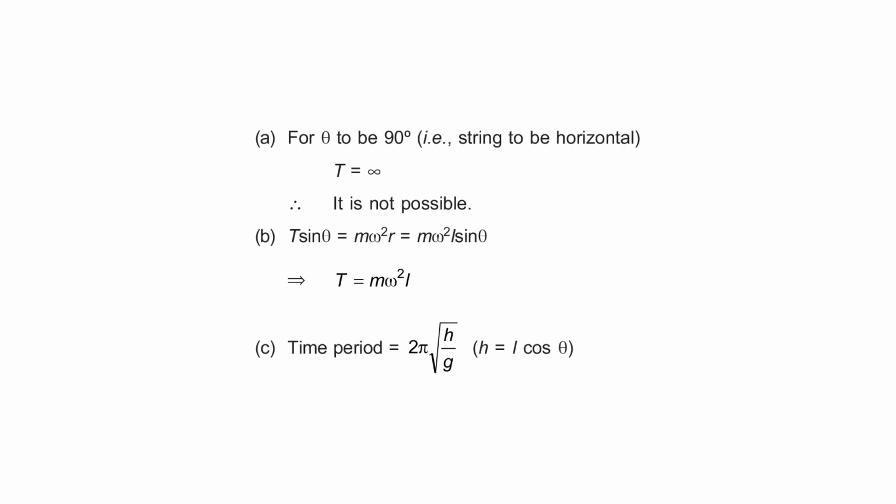A. For theta to be 90 degrees, that is, if the string has to be horizontal, T is equal to infinity. Therefore, it is not possible. B. T sin theta is equal to m omega square r, which is equal to m omega square L sin theta. Thus, T is equal to m omega square L. C. Time period is equal to 2 pi root over (h divided by g), where the value of h is equal to L cos theta.